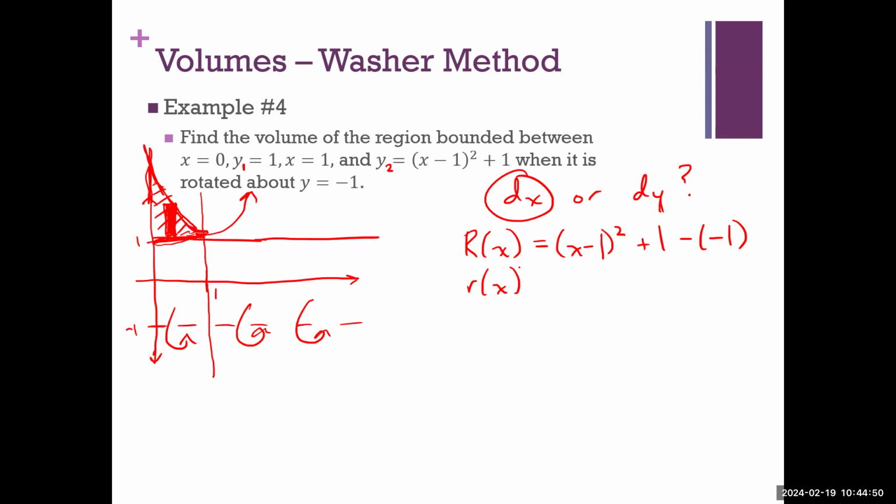What is the inner radius going to be? One minus -1. It's a constant, right? Does it make sense that our inner radius is just a number? If you're rotating a horizontal line around a horizontal line, it'll make a perfect cylinder.